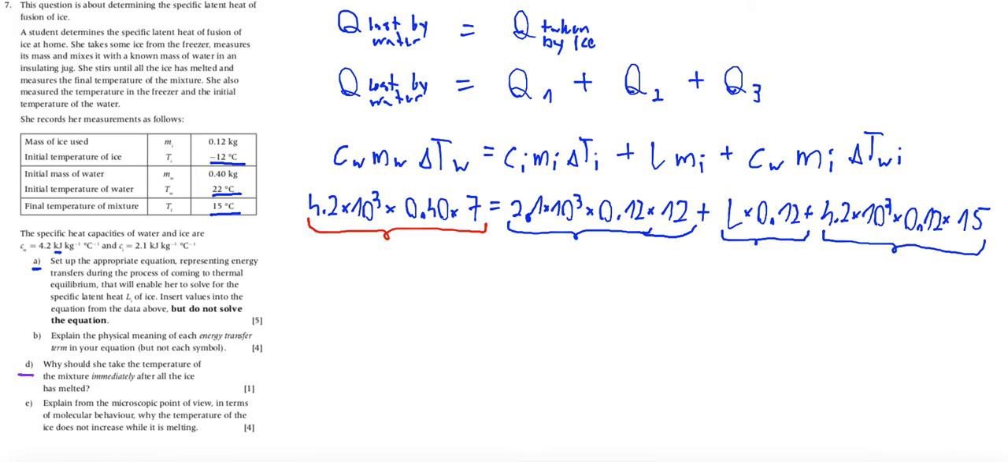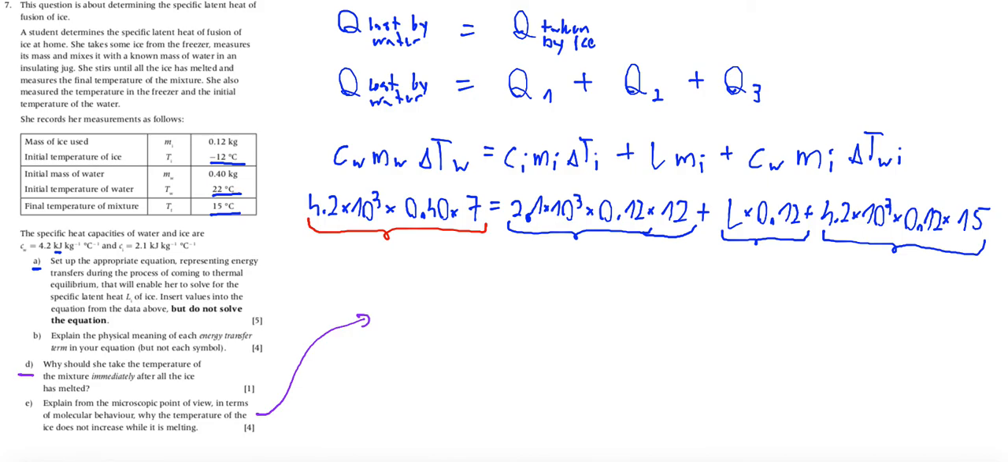Okay, and E, explain from the microscopic point of view, in terms of molecular behavior, why the temperature of the ice does not increase whilst melting. Okay, it's a nice question. What happens during melting? In general, in the case of a solid, we have two types of energies in the particles: kinetic energy, which is related to temperature, and potential energy, which is related to interaction or distance between molecules. So when temperature changes, then mostly kinetic energy changes.